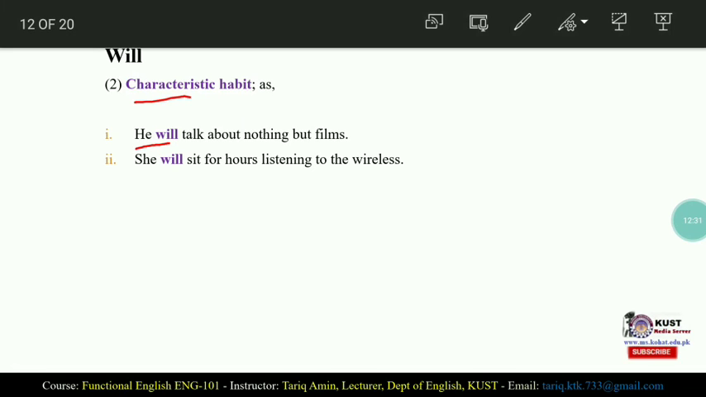She will sit for hours listening to the wireless. It also shows the characteristic habit of a particular girl that she always listens to the wireless. It shows the characteristic habit.